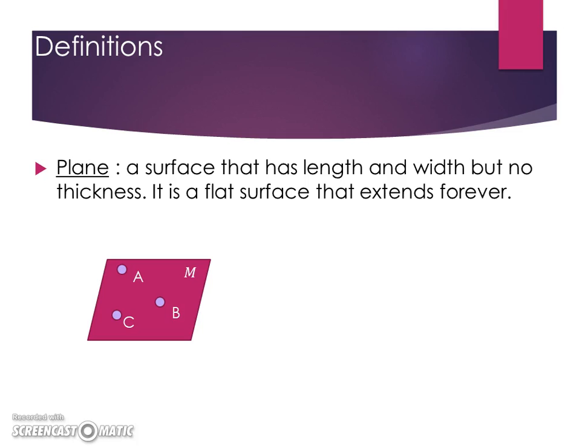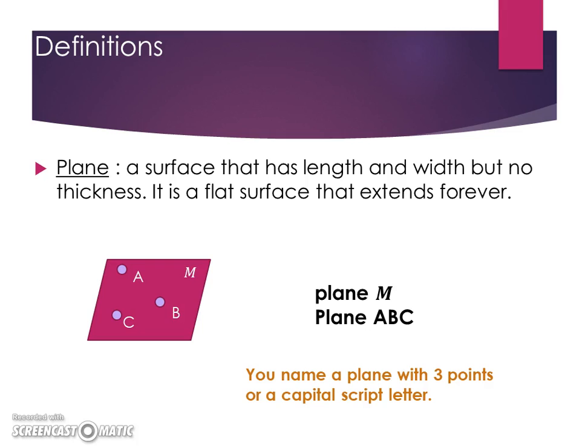All right, to name a plane, we use 3 points. This is plane ABC. Or we use 1 capital script letter. So our capital script letter on this plane is called M. So this is plane M or plane ABC.